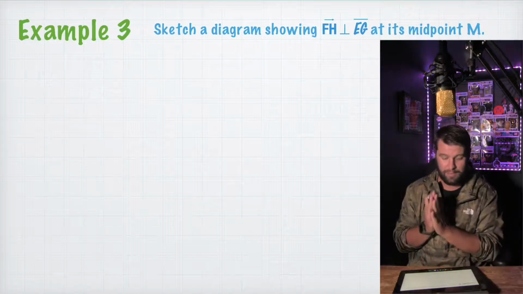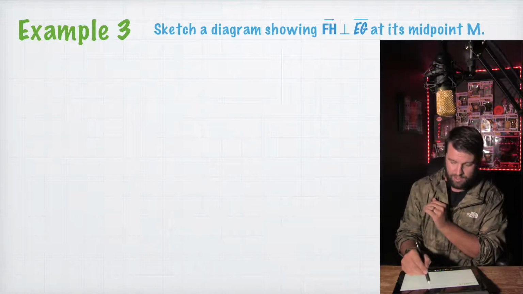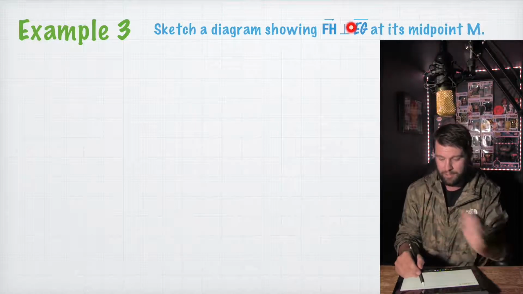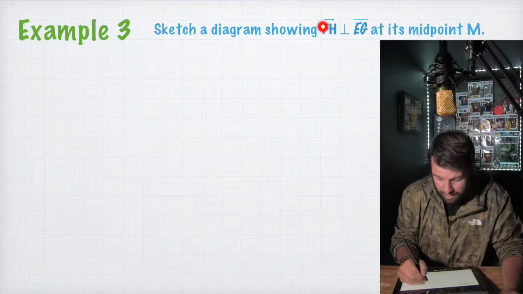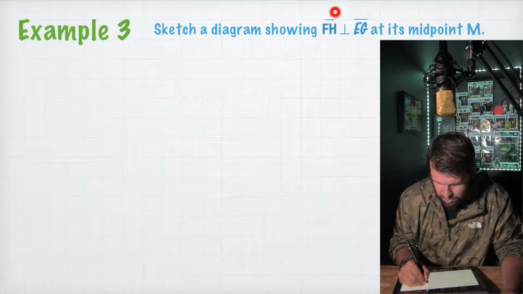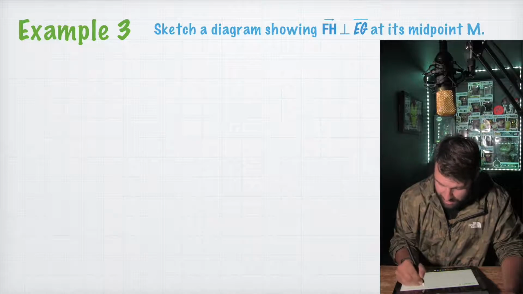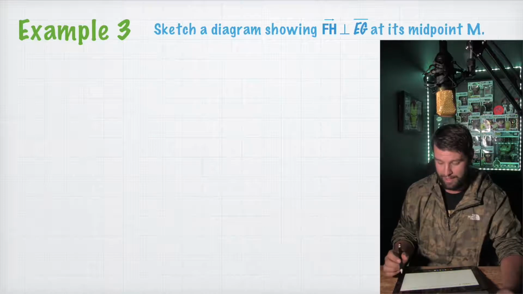So, here, example 3. Sketch a diagram showing ray FH is perpendicular to segment EG. The first thing I'm going to point out is we really need to be careful and make sure we're looking above our letters to see what we're actually drawing. We're drawing a ray and a segment, okay? And it needs to intersect at its midpoint M.